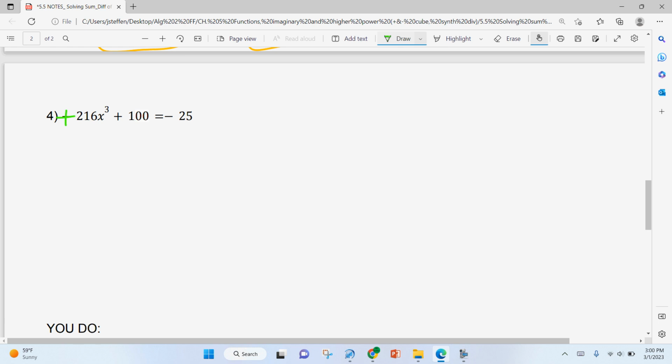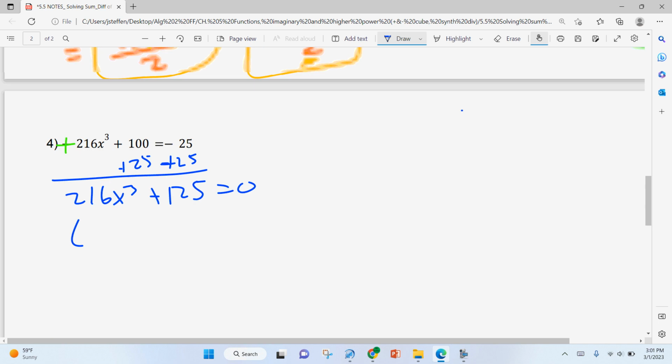And again, if you've already done it, if you worked ahead a little bit, that's fine. I think it works out. I don't know what the answer is off the top of my head, but I think it makes it easier if it's a plus. So from here, same as before, add 25, add 25. So 216 x to the third, plus 125. Now we can do our factoring.